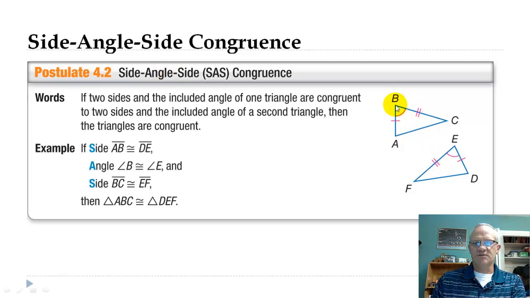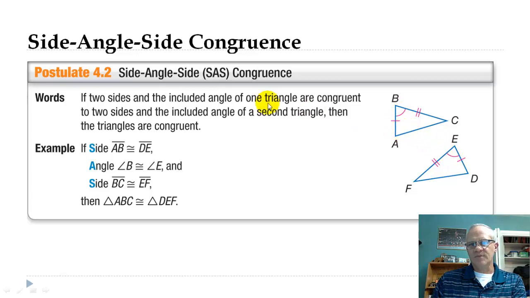So if you notice, side AB and side ED are congruent. Side BC and side EF are congruent. Those two sides are congruent to each other. And look at the angle that's congruent. The angle that's congruent is the angle that's in between those two sides. The angle in between side 1 and side 2 is angle B, and that is congruent to angle E.